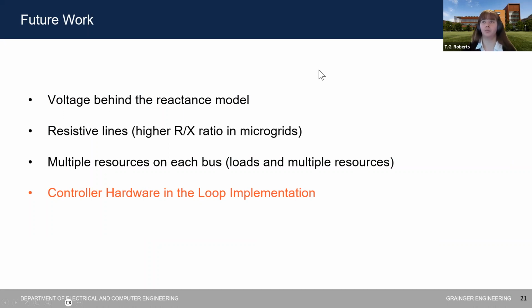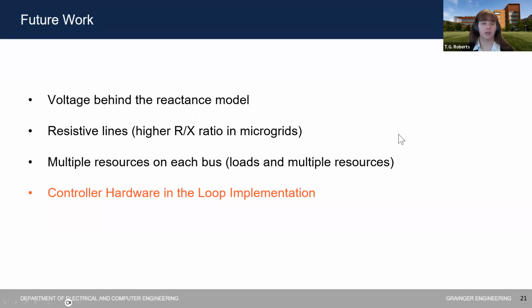So what we want to do in the future is include a voltage behind the reactance model. So no longer have V and E equal to each other and delta and theta equal to each other. We also want to make our system a bit more realistic by including resistive lines because microgrids generally have higher R/X ratios. And we also want to include multiple resources on each bus, including maybe a load or multiple grid forming inverters on each bus.